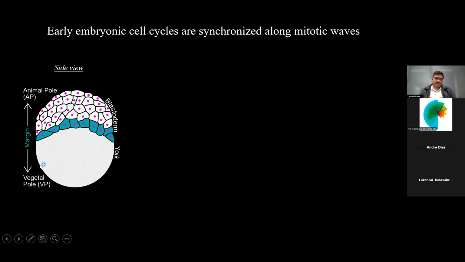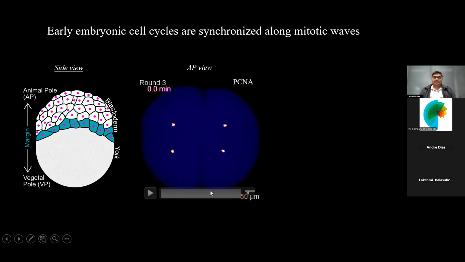There's a typical zebrafish embryo which comprises a yolk at the vegetal pole, a blastoderm comprised of cells at the animal pole, and the last row of cells between the yolk and the blastoderm is referred to as the margin. This is the top view, or the animal pole view, of such an embryo at the 4-cell stage. You can see the nuclei labeled.